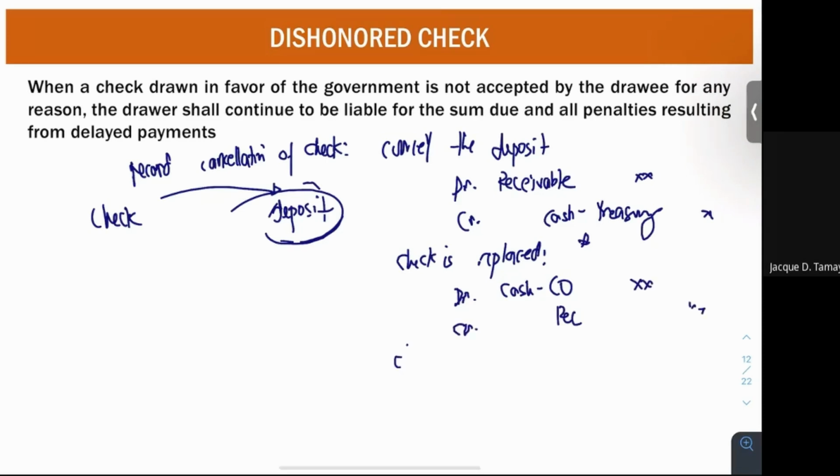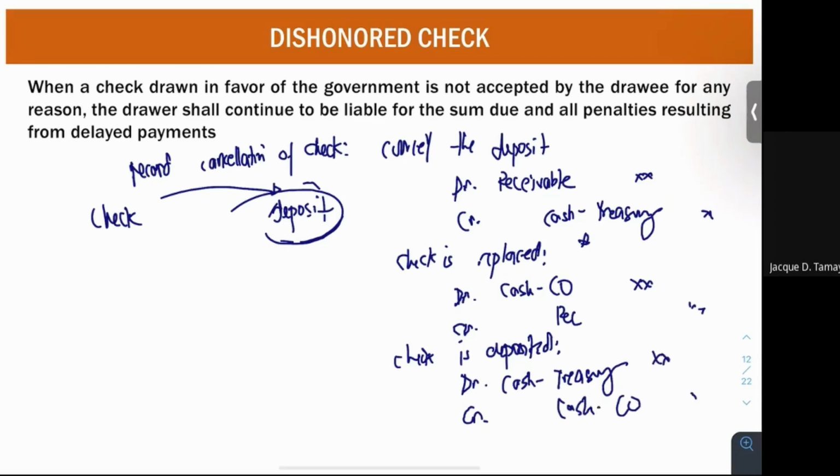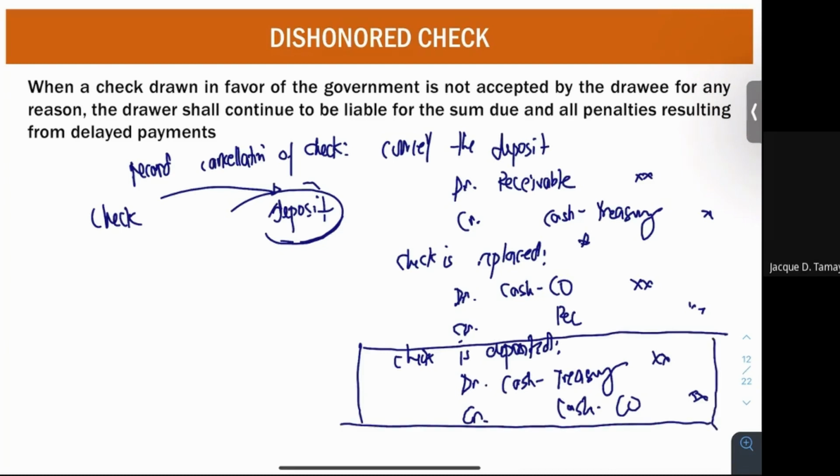And then lastly, again, the check is now deposited. You debit cash treasury and then you credit cash collecting officer. Just take note, every time there is a deposit, you record it this way. You debit it to cash treasury and then you credit it to cash collecting officer. And once you collect something, you always debit it to cash collecting officer.